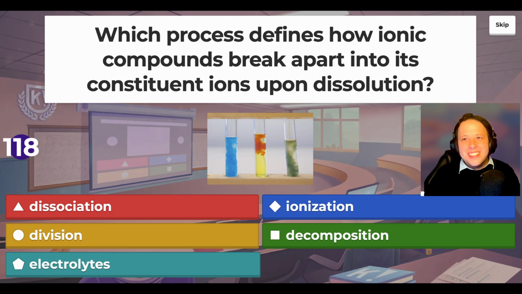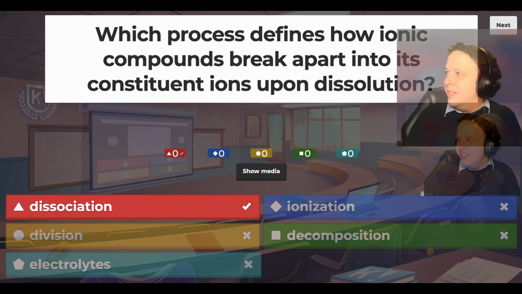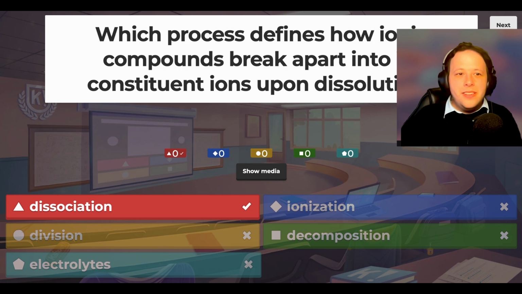Okay, which process defines how ionic compounds break apart into constituent ions upon dissolution? Let's use science terms. We just talked about this. So what is the actual term for what this is called? Okay, good. Most of you got this one, which is great. So it maybe was a guess. If it was, then it's a good guess.